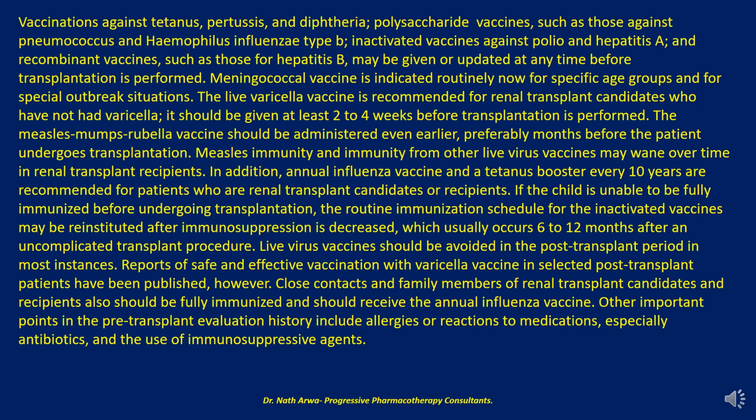The live varicella vaccine is recommended for renal transplant candidates who have not had varicella. It should be given at least 2 to 4 weeks before transplantation is performed. The measles, mumps, rubella vaccine should be administered even earlier, preferably months before the patient undergoes transplantation. Measles immunity and immunity from other live virus vaccines may wane over time in renal transplant recipients.